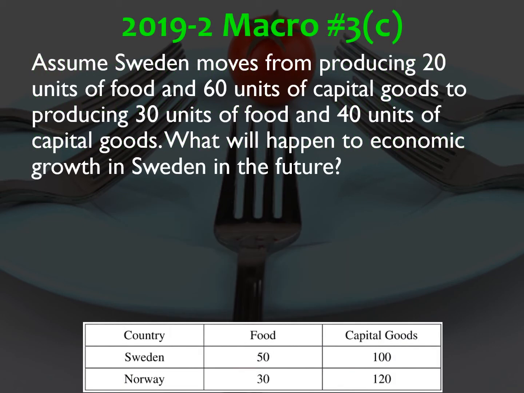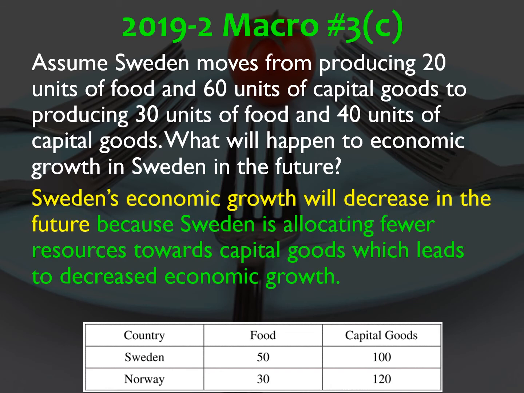C, assume Sweden moves from producing 20 units of food and 60 units of capital goods to producing 30 units of food and 40 units of capital goods. What will happen to economic growth in Sweden in the future? So Sweden's economic growth will decrease in the future. And you didn't have to provide the explanation, but the explanation is Sweden is allocating fewer resources towards capital goods. They went from 60 units to 40 units. That's going to lead to lower rates of economic growth, which means that economic growth in Sweden will decrease.